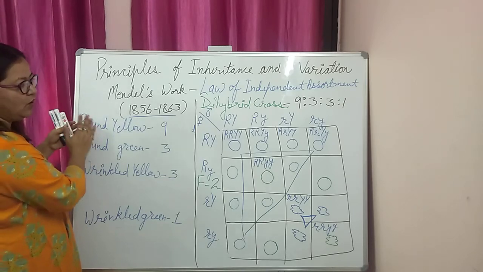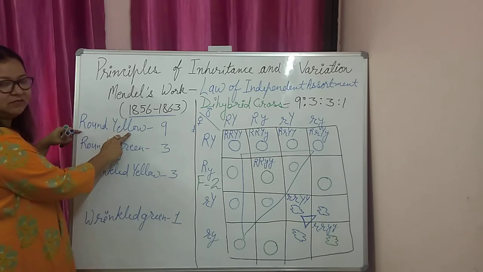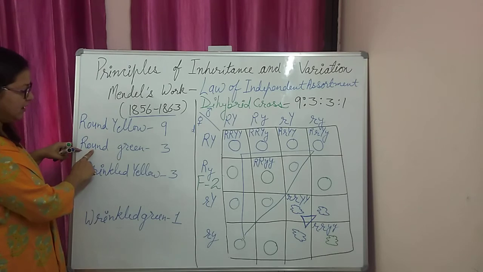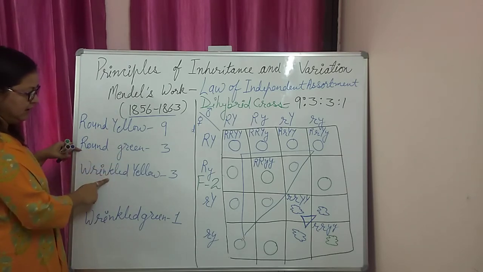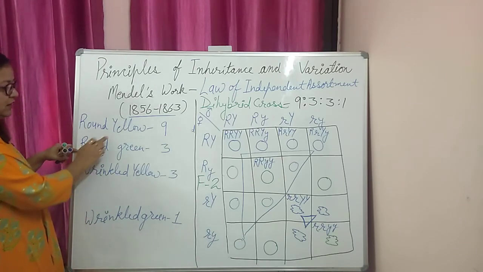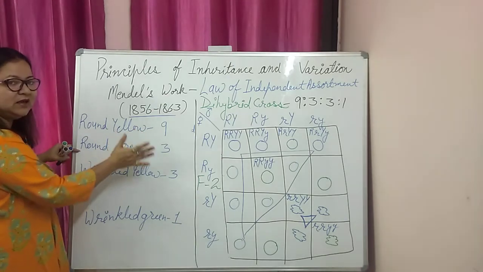It is not that they will always remain together. Round will not always be inherited with yellow and wrinkled with green. No, round can be inherited with green and wrinkled can be inherited with yellow also. And their assortment is independent of each other. Round's assortment is independent of yellow.